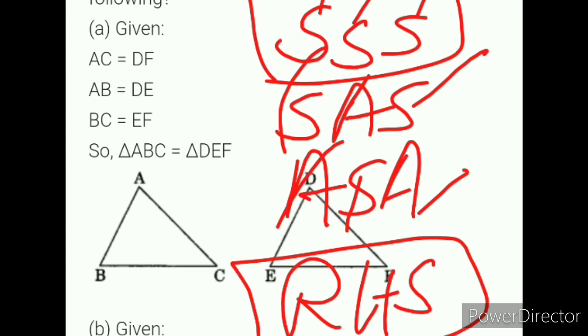No need of proving that all 6 elements are equal. Only these 3 elements: if any 3 elements of one triangle are equal to the same 3 elements of the other triangle, that proves they are congruent triangles. Got it?